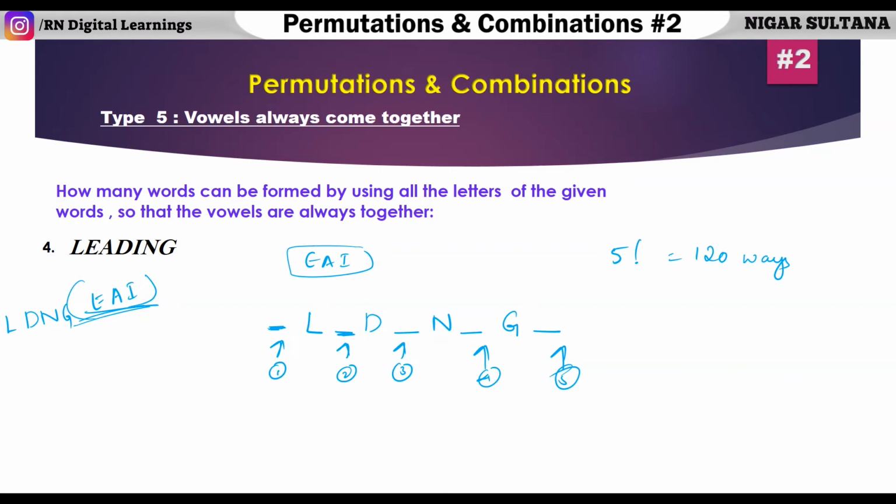Next, how many letters do we have? 3 letters. This E, A, I can be arranged in 3 factorial ways, that is 6. Now what is 120 into 6? 720 ways, right? So the word leading can be arranged in 720 ways.